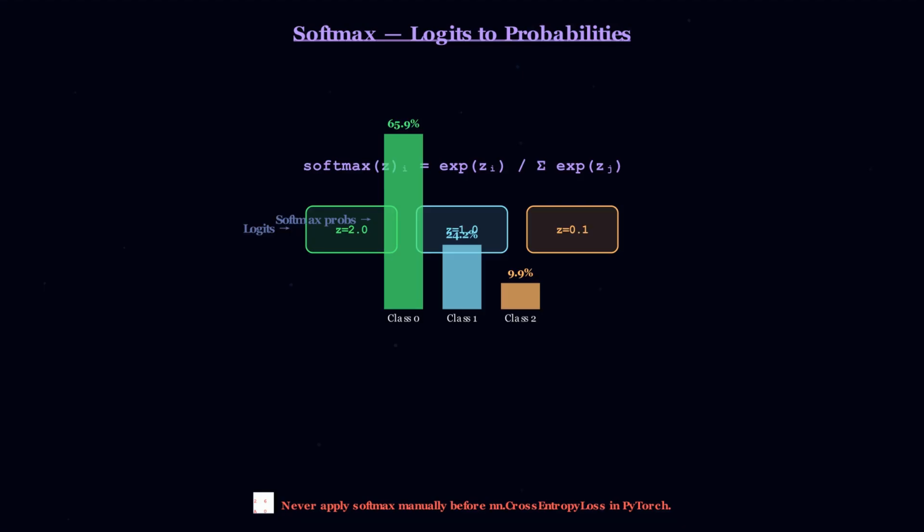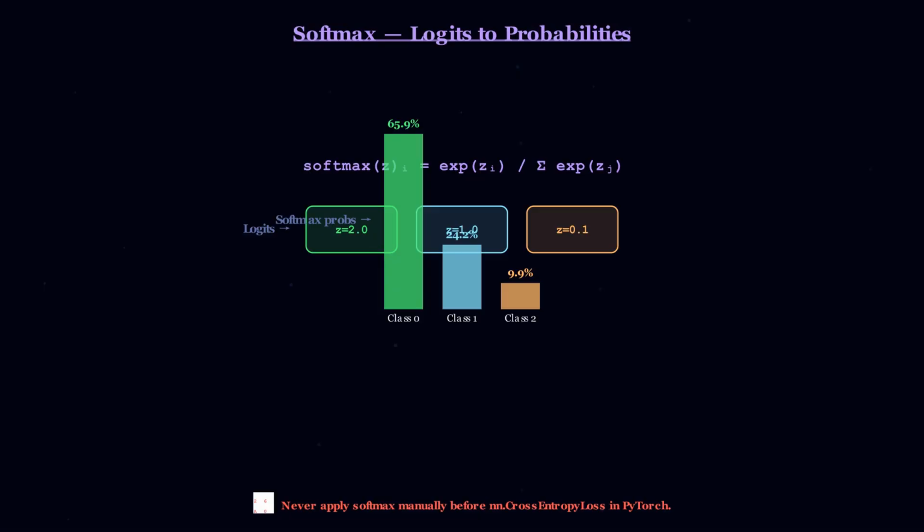The exponentials are roughly 7.39, 2.72, and 1.11. Sum is about 11.22. Softmax probabilities are 0.659, 0.242, and 0.099. All positive, all summing to 1. The exponential does two things. It makes every output strictly positive, and it amplifies differences. The highest logit gets disproportionately more probability, making the distribution sharper than the raw logits suggest.